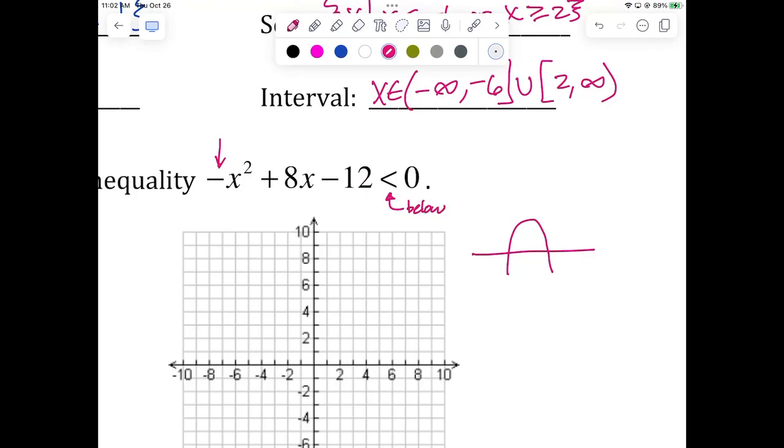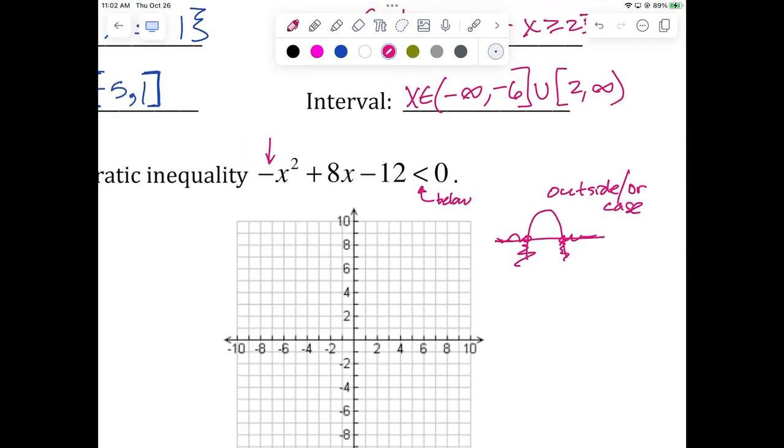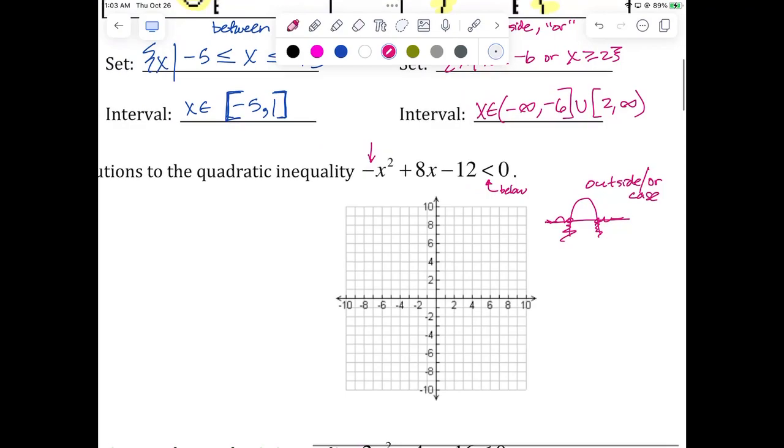Below, okay? It's going to be below over here and over here. Is that outside or between? Outside. That's outside of. So we already know it's the outside or case. All we need to do is find the x-intercepts, and to find the x-intercepts, I need to factor it.